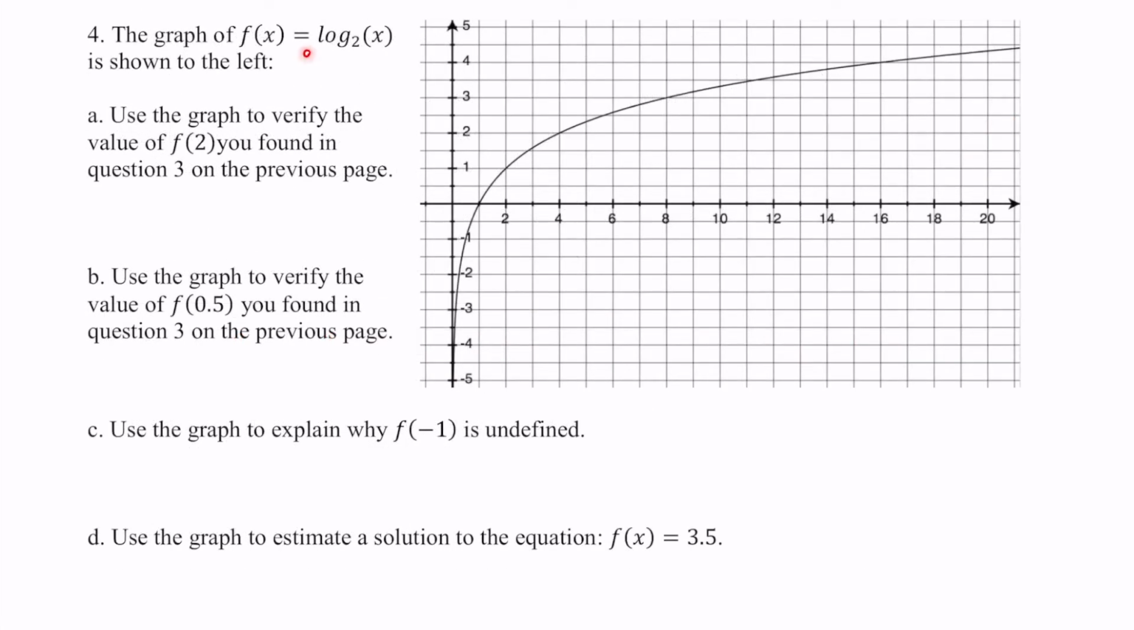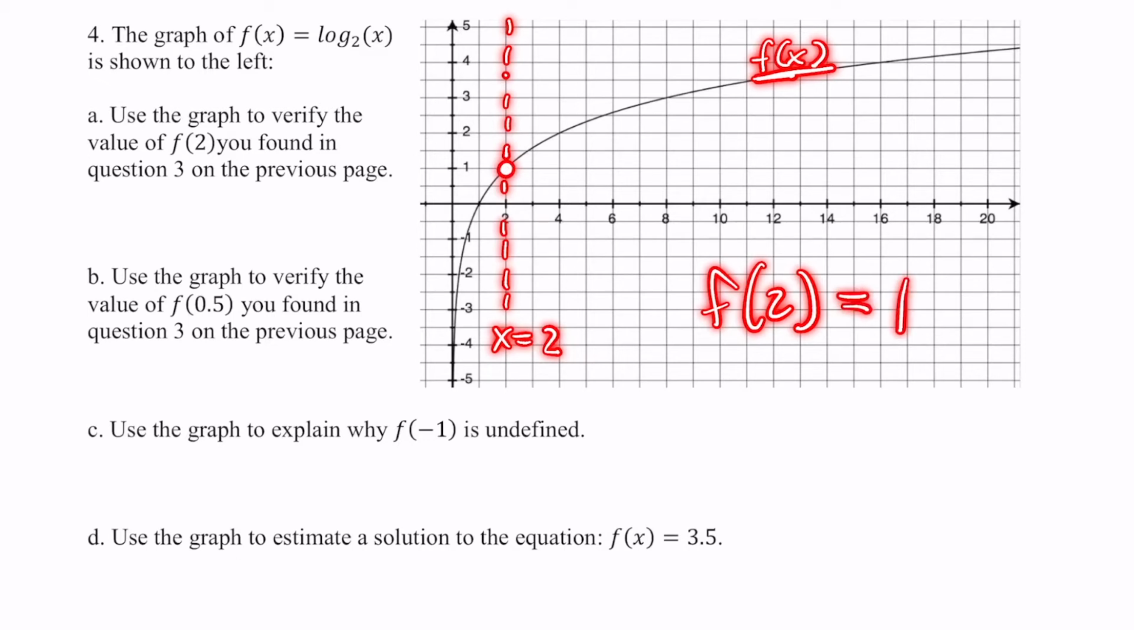The graph of f of x equals log base 2 of x is shown to the right, not the left. Let's use this graph to verify the solution, that is the value of f of 2 we found in question 3 on the previous page. So this graph here is f of x, and here is the line x equals 2. To evaluate f of 2, we just need to look at where this graph for f of x intersects this dotted vertical line. That occurs here at 1, which tells me f of 2 equals 1. This confirms what we found on the previous page.